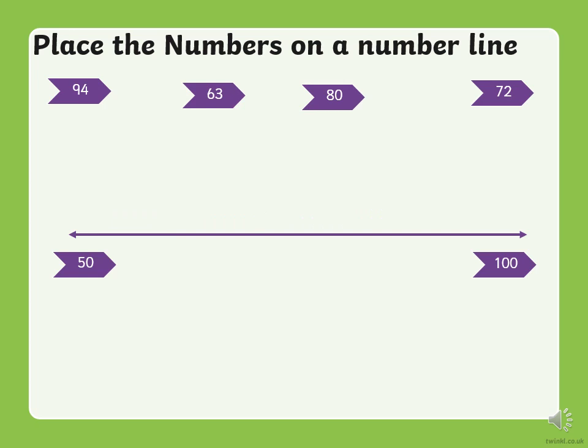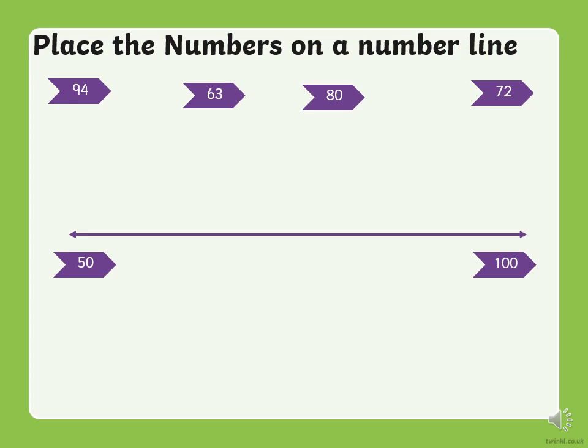Okay, this time we've got a larger range of numbers on our number line, so we need to go from 50 to 100. So we're going to add these numbers along the number line. We've got 94, 63, 80, and 72. We can see that each of these numbers has a different number in its tens place, so we need to be focusing on the order of those numbers. So let's take a look.